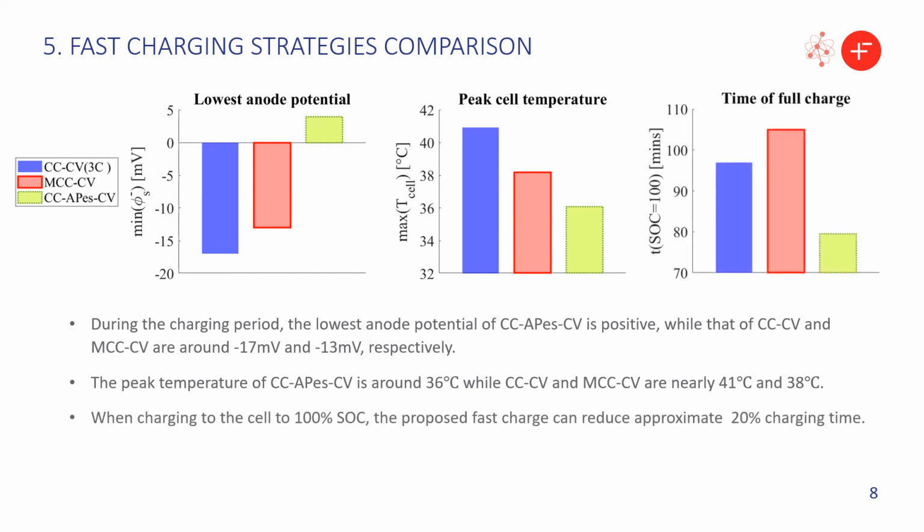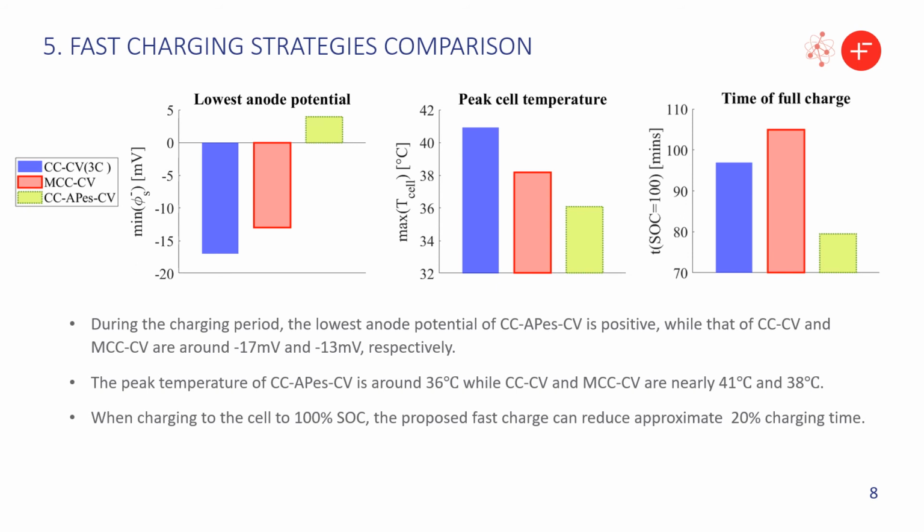As the strategy is for the fast charge, the charging time is also an important index to be compared. The CCCV requires about 97 minutes to charge a cell to 100% SOC, while the MCCCV requires 105 minutes to fully charge the cell, and the CCAPES-CV requires only 80 minutes to fully charge the cell.